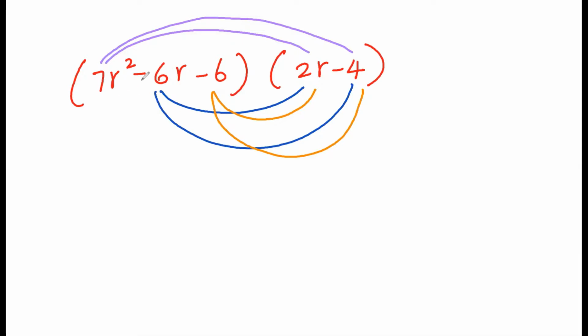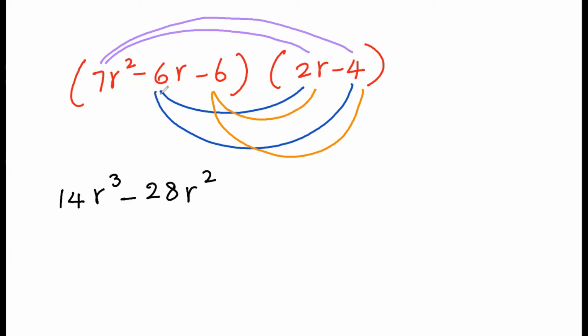So 7r squared times 2r. 7 times 2 is 14. r squared times r. So 2 plus 1, that is going to be 3. So 14r cubed. Now I'm going to multiply 7r squared times negative 4. So it's going to be minus 7 times 4 is 28r squared.